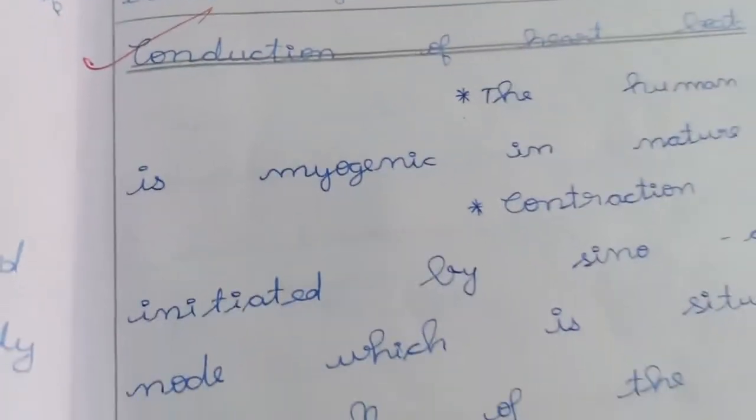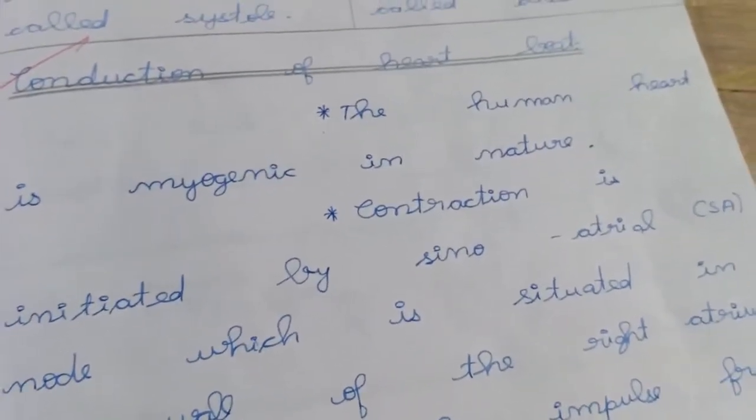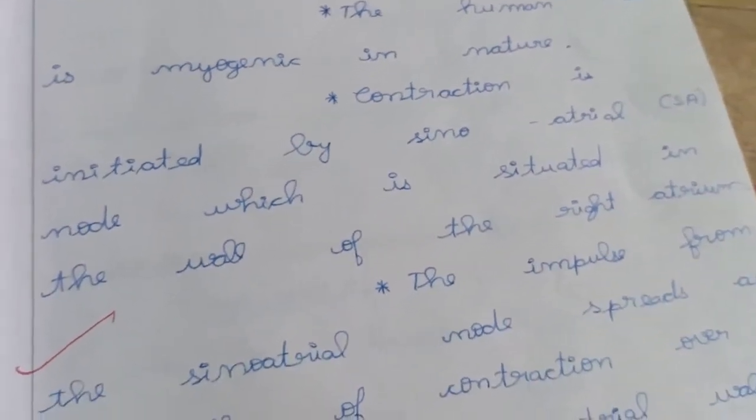Then coming to the conduction of the heartbeat. It is myogenic in nature. Contraction is initiated by the sinoatrial SA node.